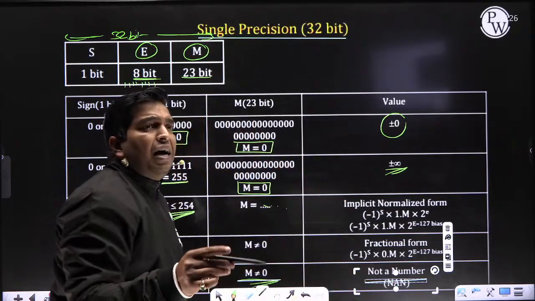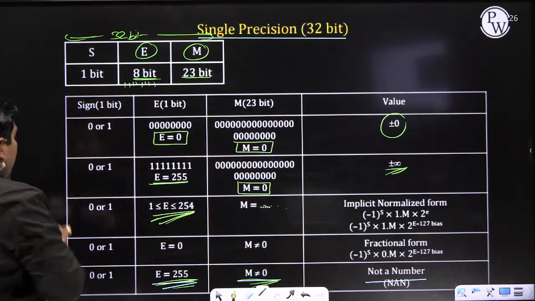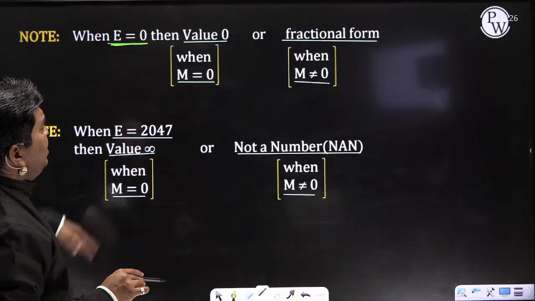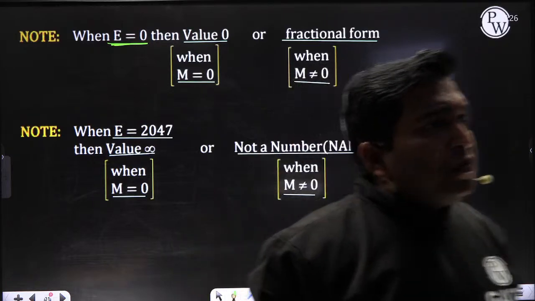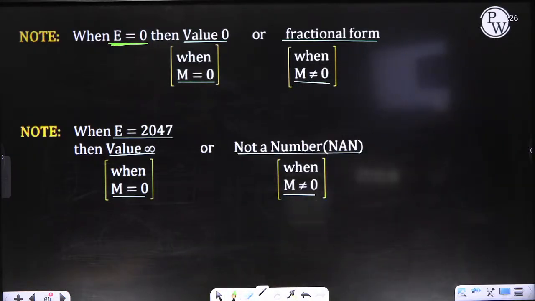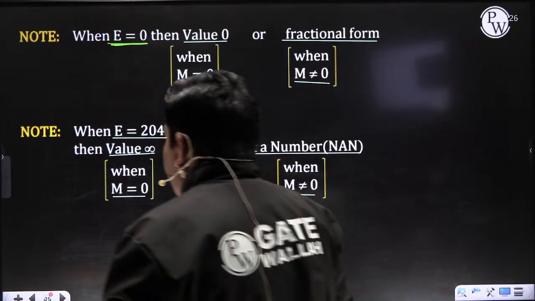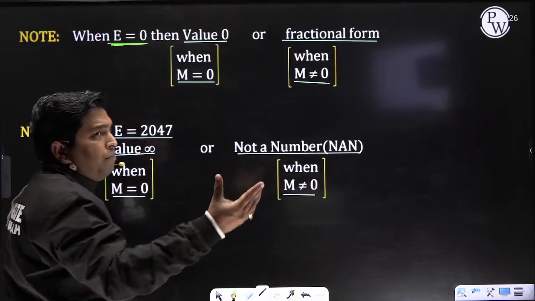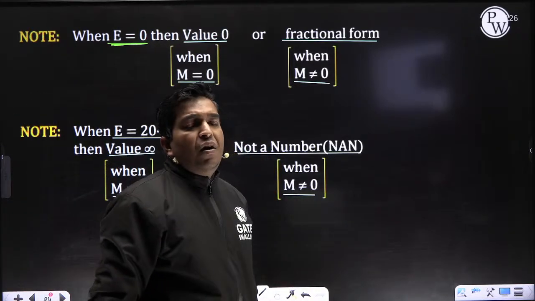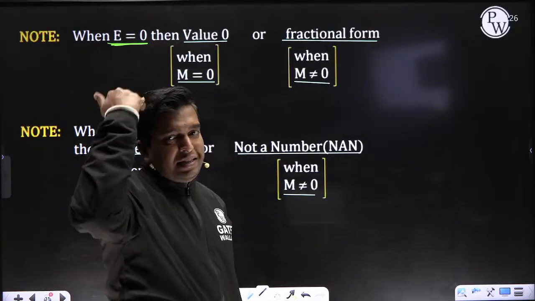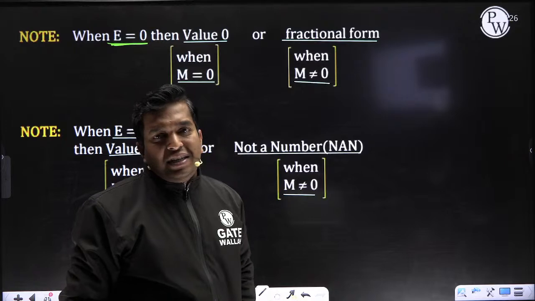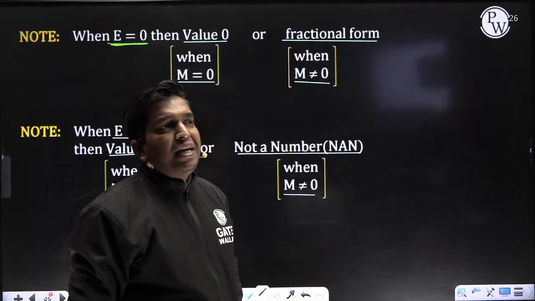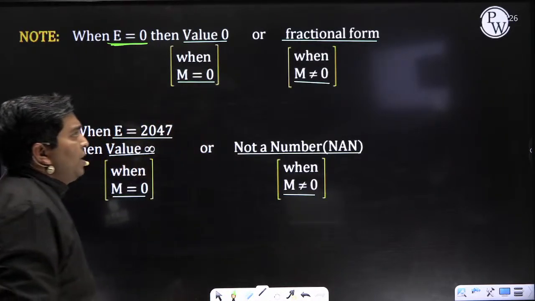Crystal clear? I will summarize for you to remember. What is a denormalized number? You are not converting into the implicit 1.something form. Whatever number is given, you take that same, not doing any conversion, not doing shifting of the mantissa. This is the meaning of unnormalized.